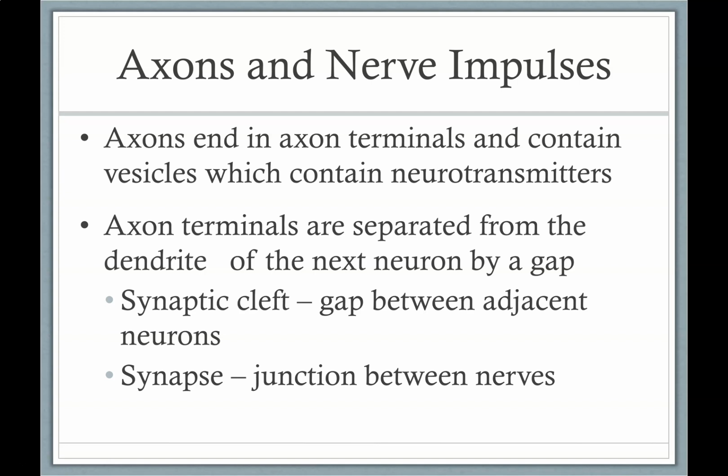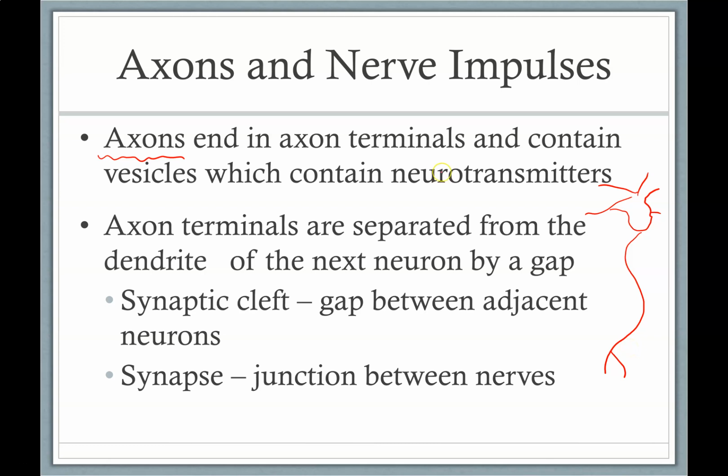So we talked about the dendrites, which go into the cell body, and the axons that leave the cell body. So now let's talk about the axons. The axon is going to be, let's say that's your dendrites right there. That's your cell body right there. There's your axon. And it's going to end in these things called axon terminals.